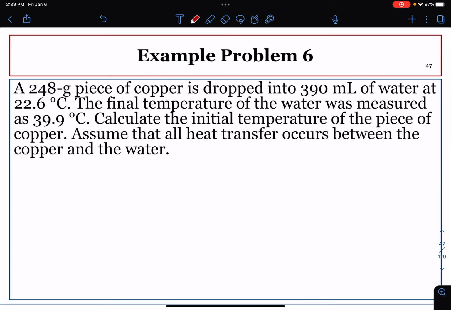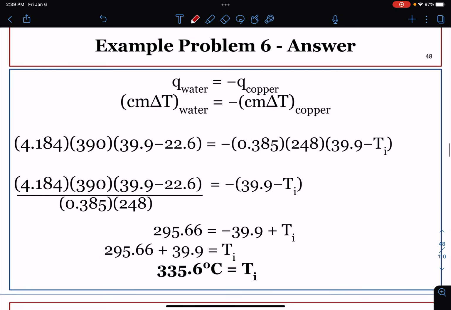Here's problem 6. It's almost identical to the problem we just finished. We just have a different piece of metal, which is copper, and we have different masses and different final and initial temperatures. Pause and work this problem out before moving on. Here is the answer, worked out very similarly to the last problem. Our answer is 335.6 degrees Celsius.